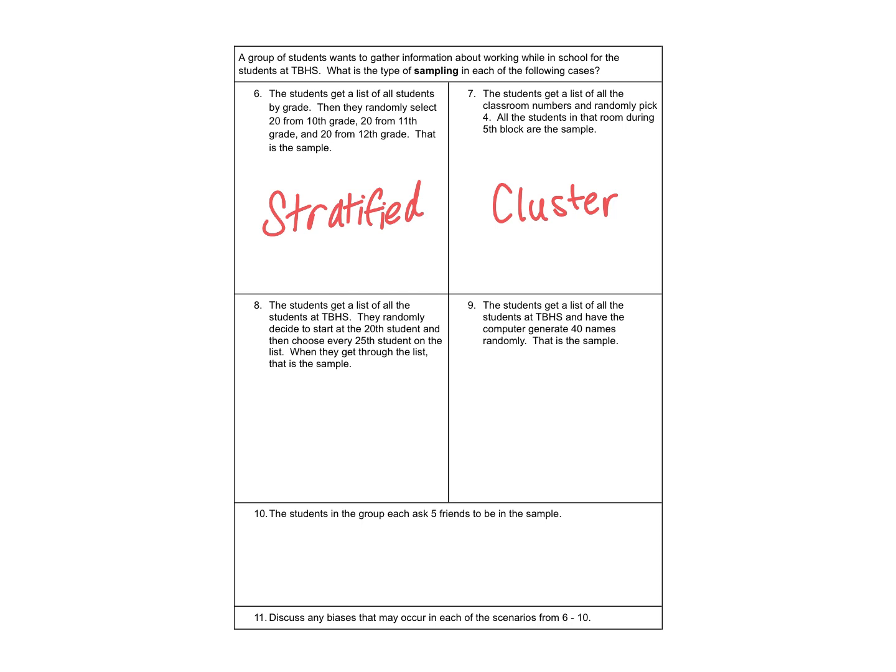Okay, the students get a list of all the students at TBHS, and they randomly decide to start at the 20th student and then choose every 25th student on the list. When they get through the list, that's the sample. So this is definitely a system. We call this systematic.